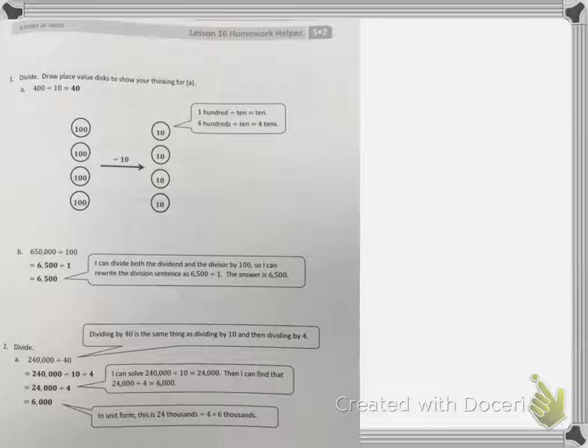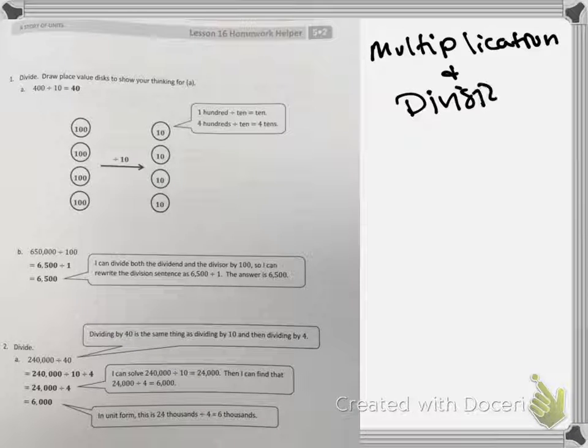Now, there's still going to be multiplication because we know multiplication and division go hand in hand. You can check multiplication with division, and you can check division with multiplication. So those two do go hand in hand.